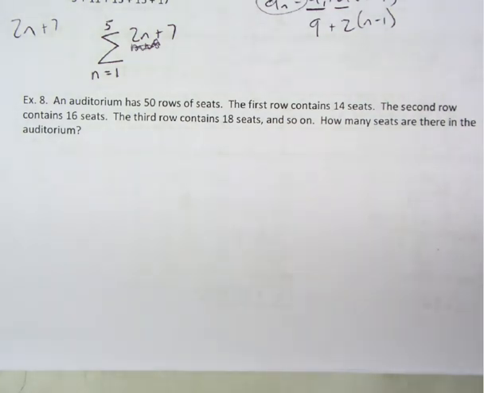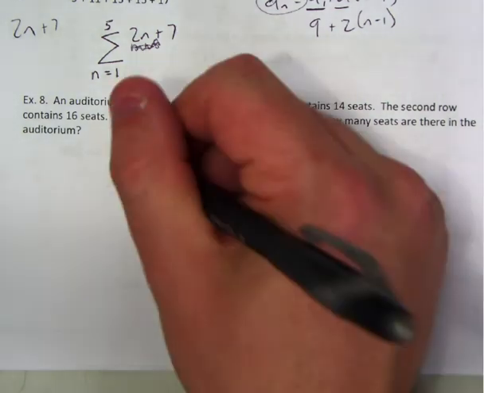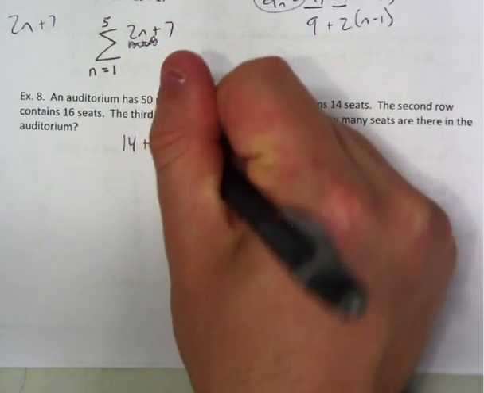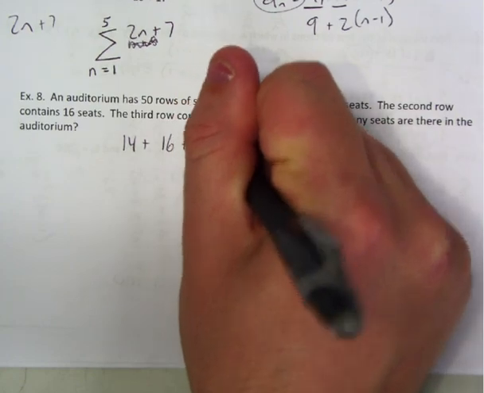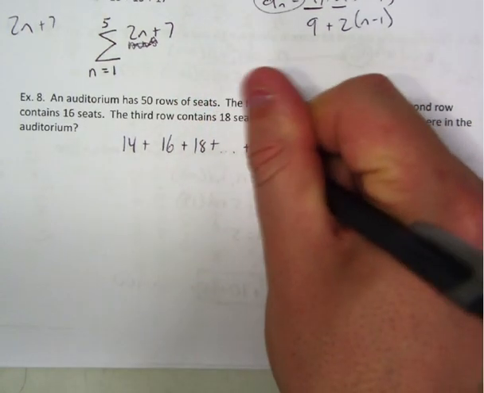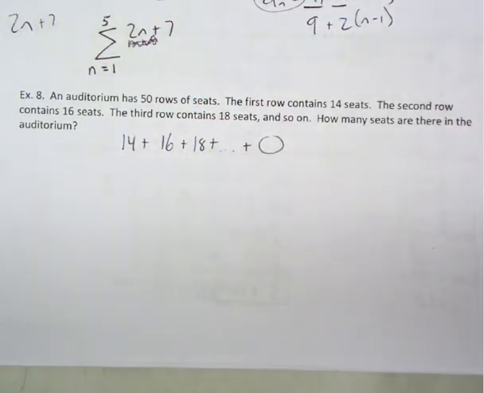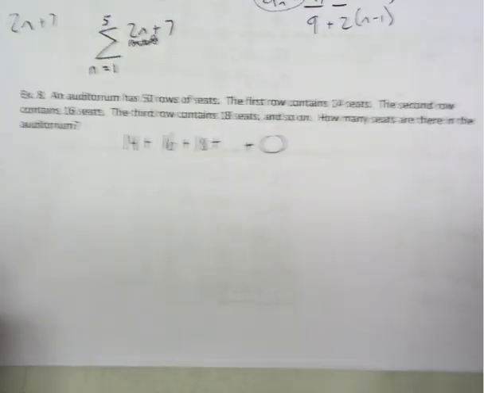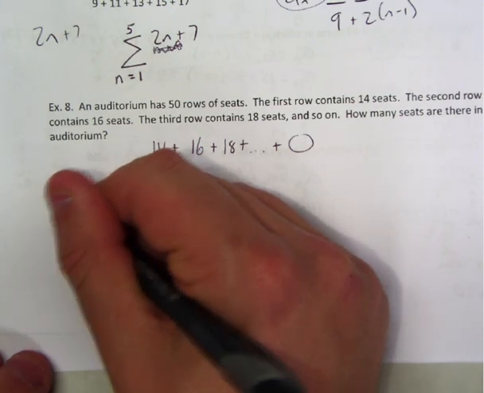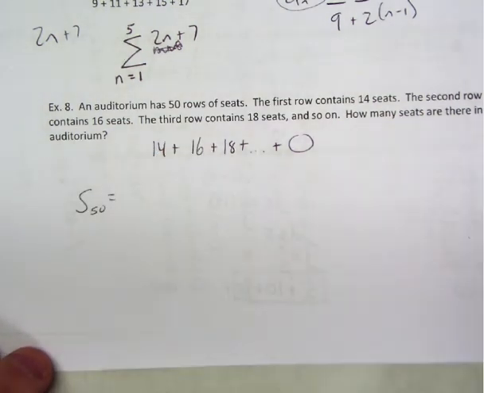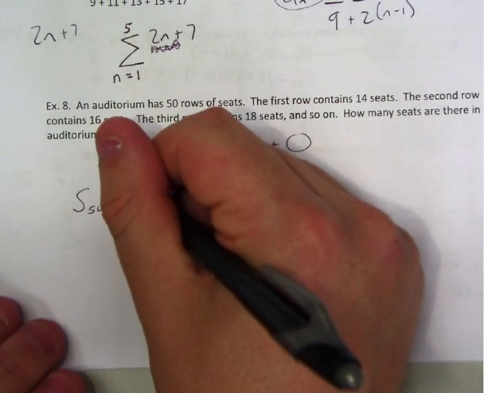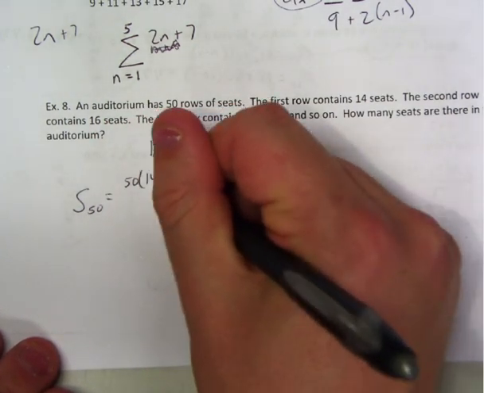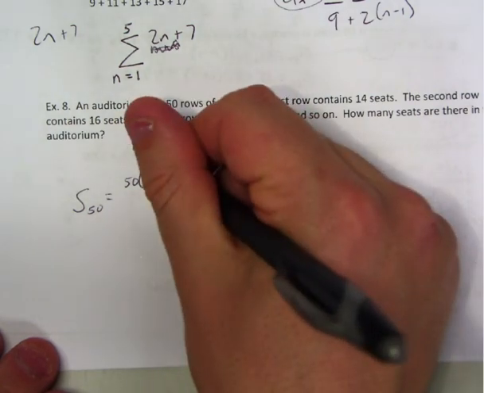So it goes 14, then 16, then 18. Think about what we're doing. We're adding the first row to the second row to the third row to however many is in that very last row, in this case, the 50th row. Okay, well, let's start with our sum formula. Since we're adding things together, we're adding 50 numbers together. So n is 50. The first term's 14. I need the last term.